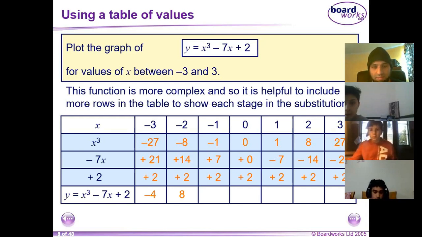So look at the answers. When x equals -3, y equals -4. When x equals -2, y equals 8. When x equals -1, I'm going to put the answer up now, y equals 8. Again, interesting. When x equals 0, y equals 2. When x equals 1, y equals -4. When x equals 2, y equals -4. When x equals 3, y equals 8.